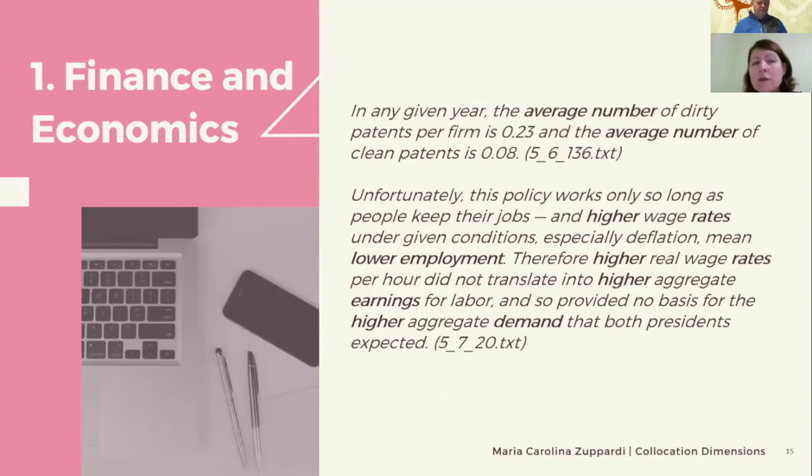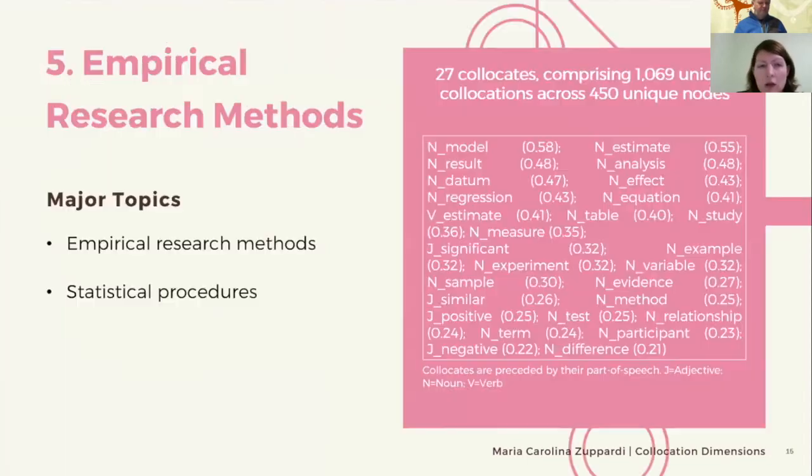So we have all of these attributed adjectives working in terms of quantifying something. So average number, higher rates, lower employment, higher earnings, higher demand. All of those occur at a very high frequency in this. So let's take a look at those two that were complementary.